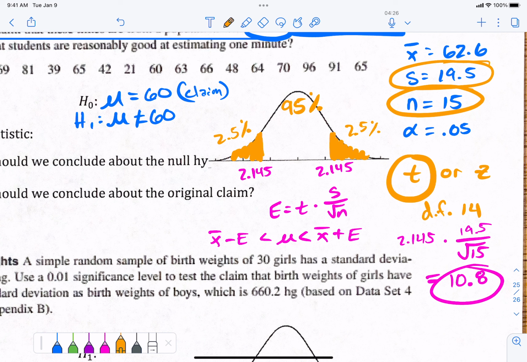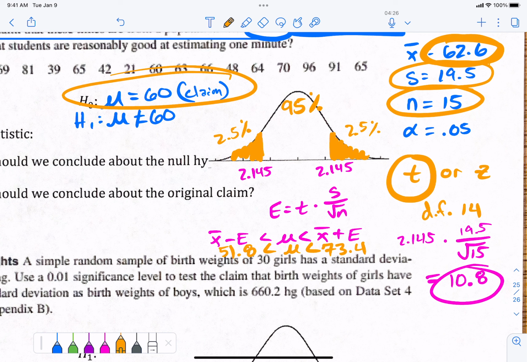Plus and minus x bar, 62.6. If I add it, it is 73.4. And if you subtract, it's 51.8. So that's where mu has to live between. 51.8 and 73.4. Does 60 live between 51.8 and 73.4?